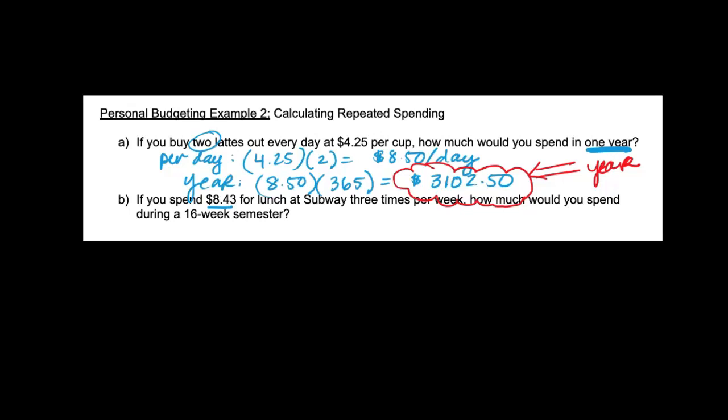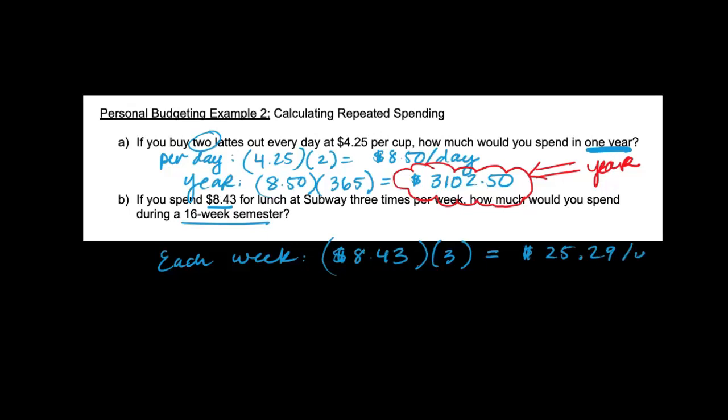How much would you spend during a 16-week semester? So let's figure out first how much that would be each week. If we're spending $8.43 and we're doing it 3 times a week, I'm going to multiply $8.43 by 3. And so I end up getting $25.29. So that's per week that you're spending on lunch at Subway.